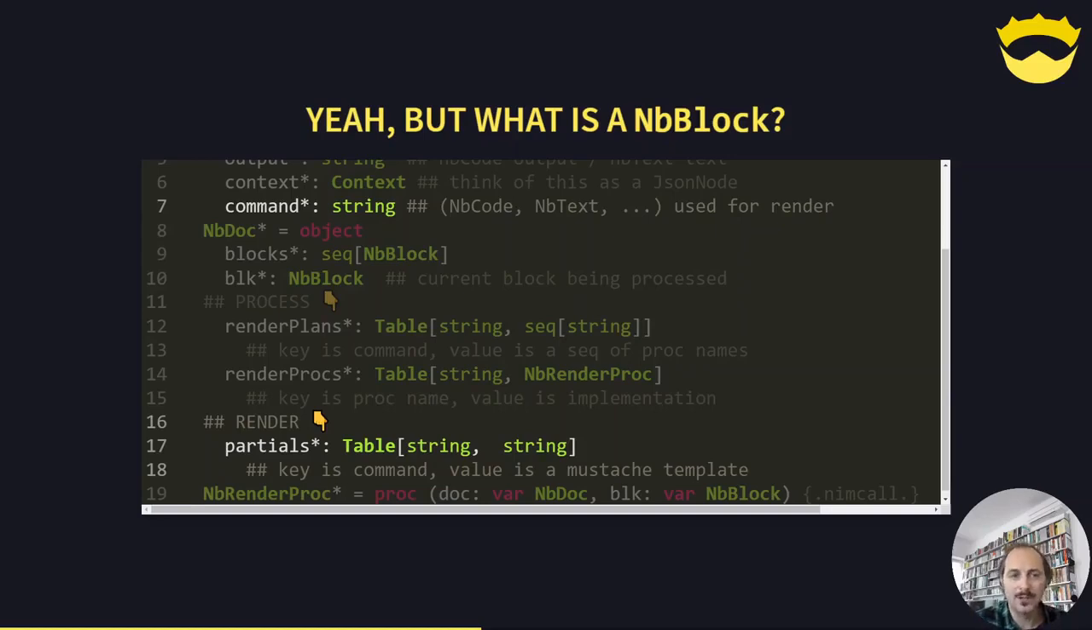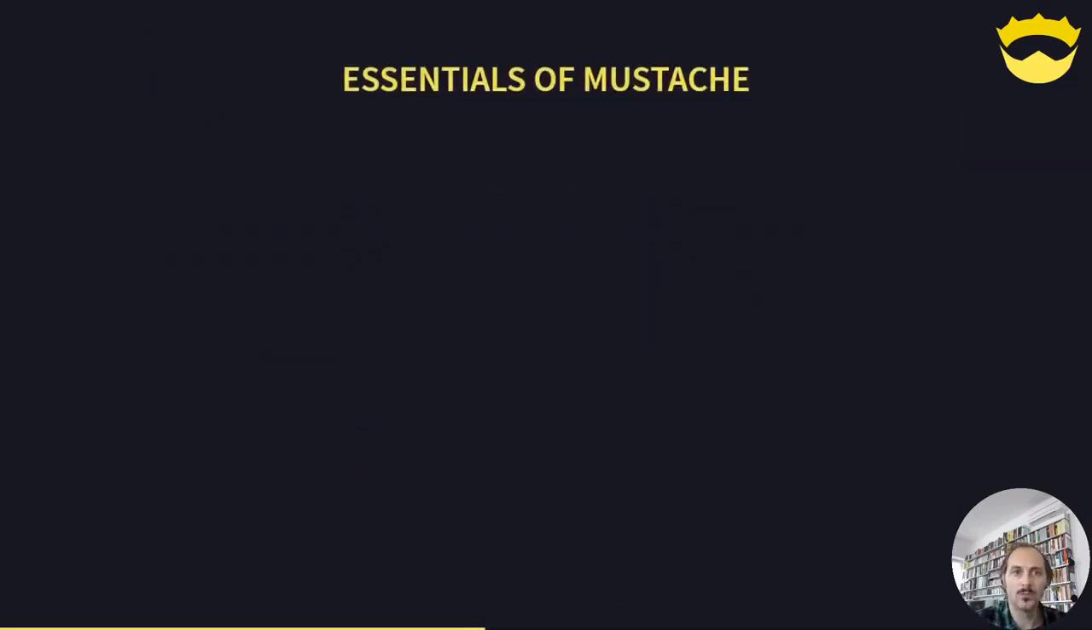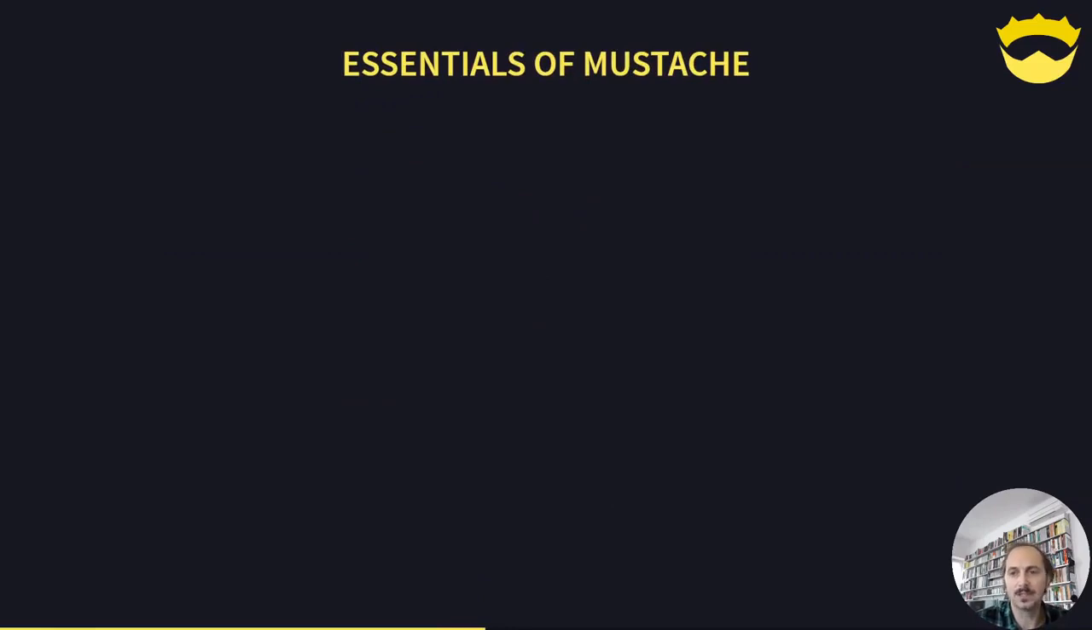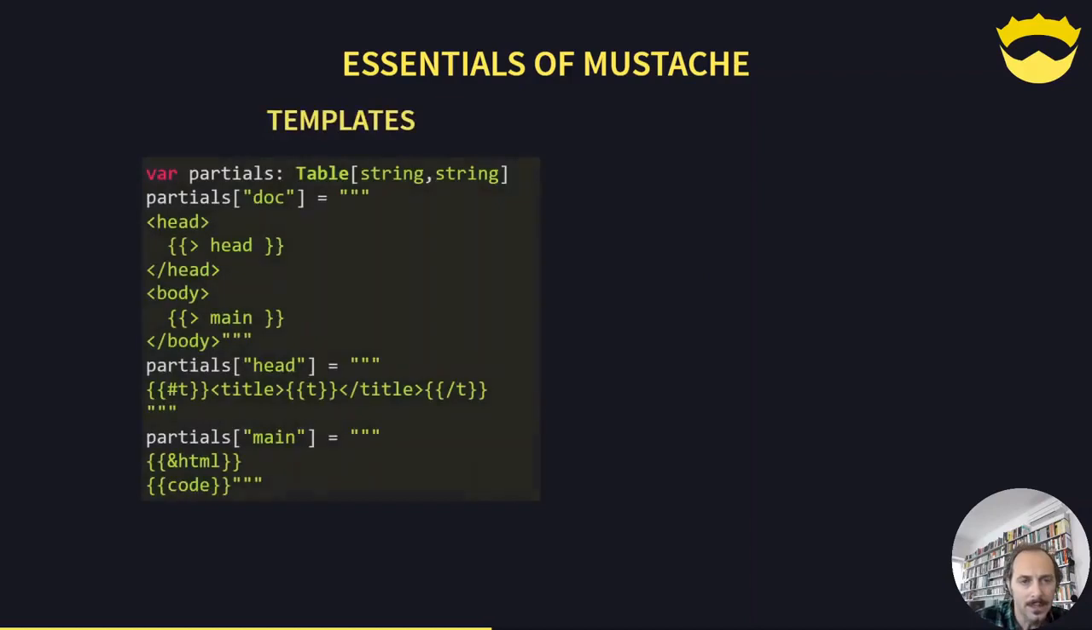And now I will tell you a little bit more about what mustache is. Mustache is the template library that Nimib uses. And at the moment, you have to use that. In the future, we'll see. So, in Mustache, the templates are usually called partials because usually they are part of a bigger template. And here we see a trimmed down version of the partials of Nimib.